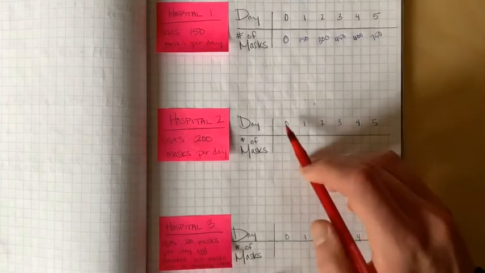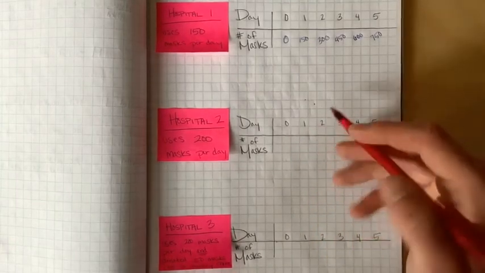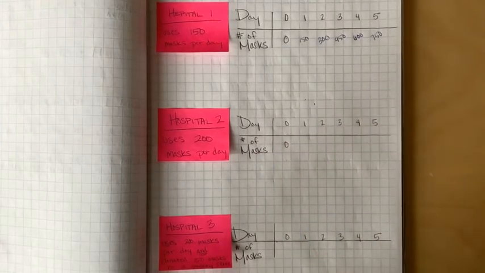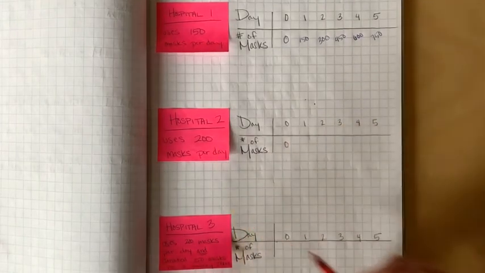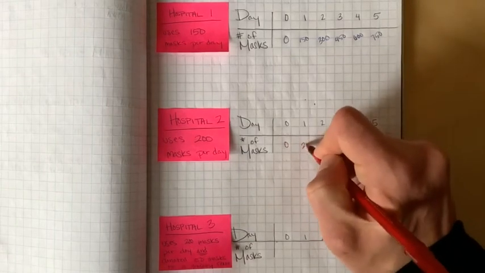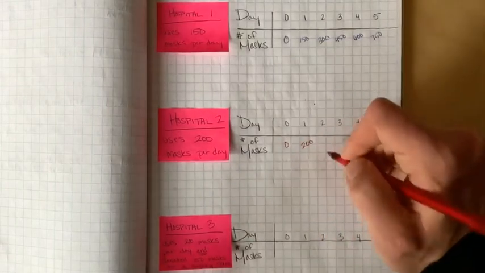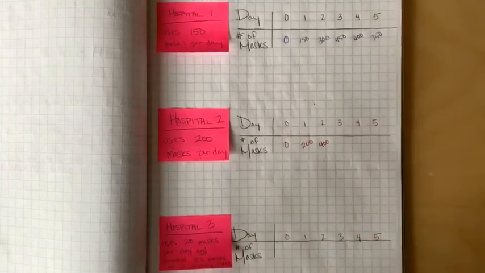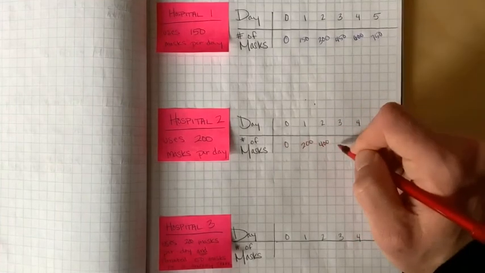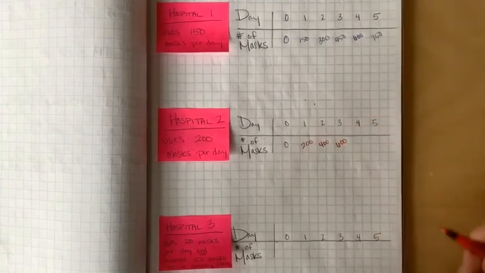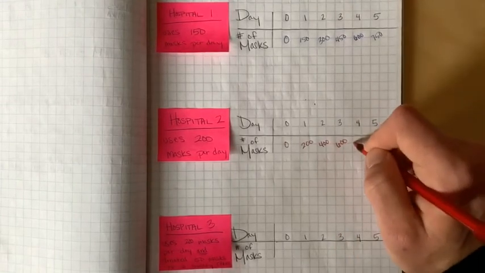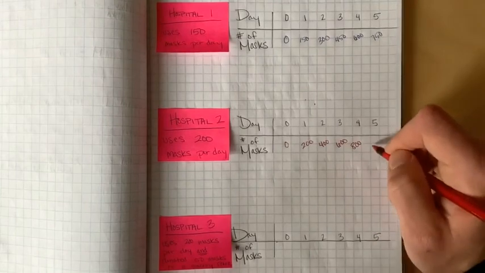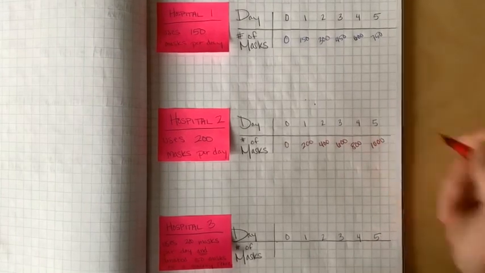Well, we know that still, after 0 days, they've only used 0 masks. They haven't had the chance to use any yet. All right. Each day they use 200. So after day 1, 200 masks are gone. Another 200, another day goes by. So that's a total of 400 masks used. 3 days is going to be a total of 600 masks. 4 days is a total of 800 masks. And after 5 days, they've used a total of 1,000 masks.